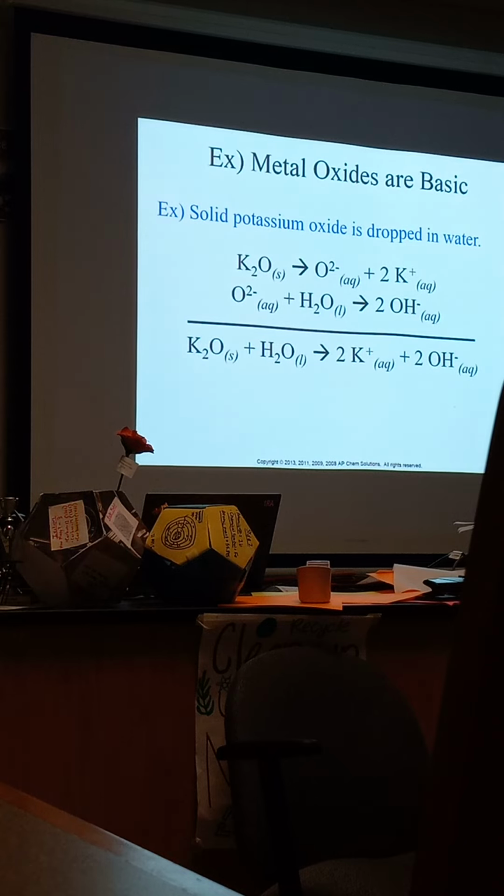Wait, that equation isn't balanced. There's 3 oxygens on one side and 2 on the other.